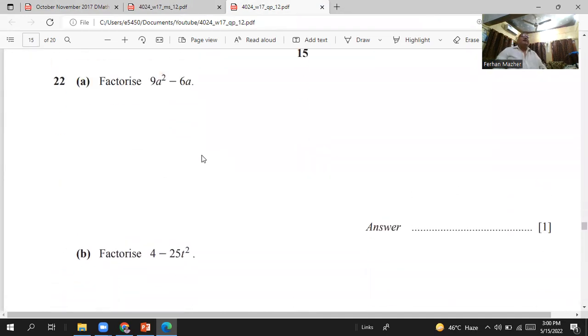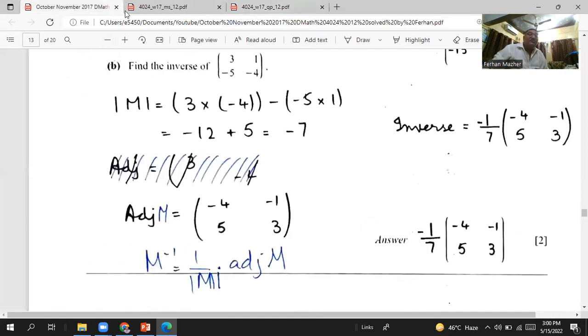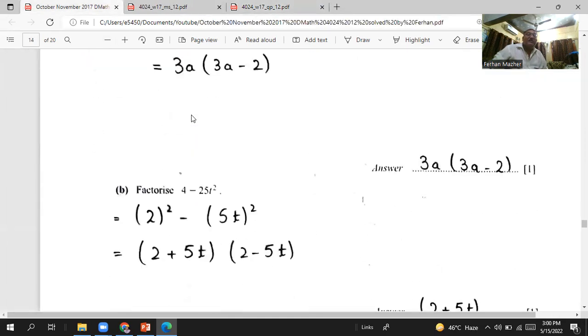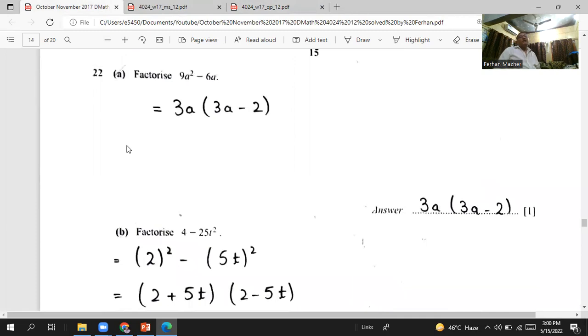Here he says, factorize 9a square minus 6a. So here 3a can be taken as common. So you can take 3a common. That's the first rule of factorization, that if something is common, you will take it common. From these two terms, you see the 3a can be taken very easily common. So if I take 3a common, you will be left with 3a minus 2, and that is how you factorize it. I hope you understand.